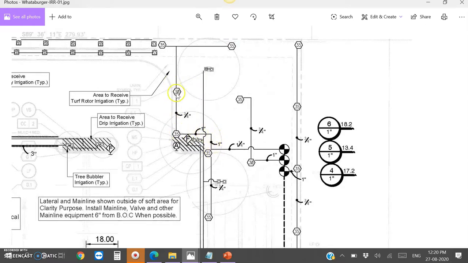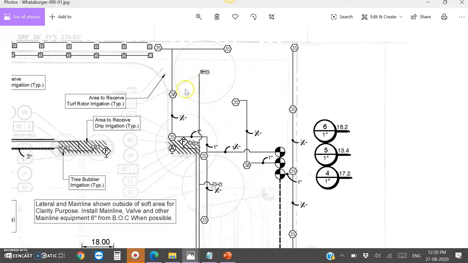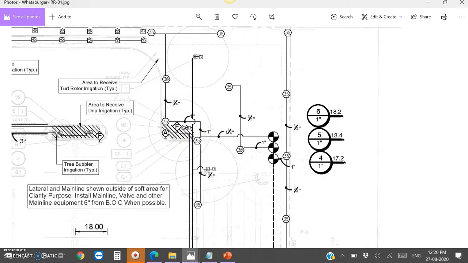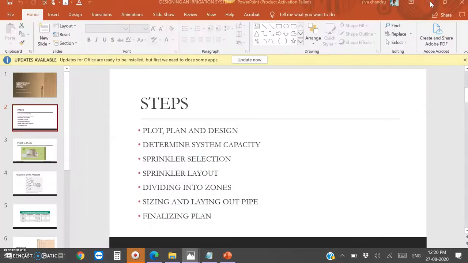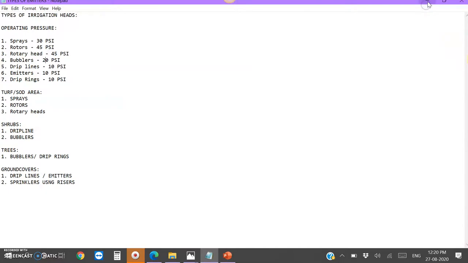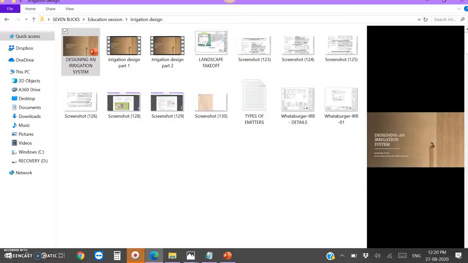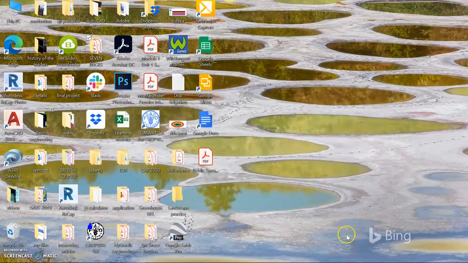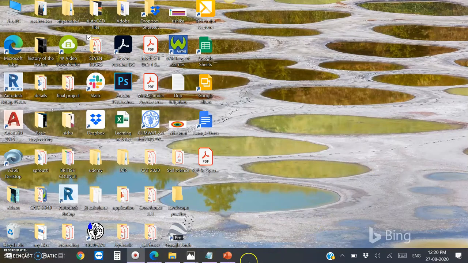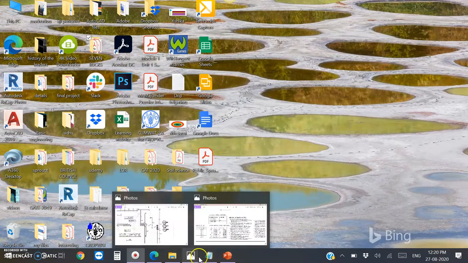After covering this, we need to pass to three zones, so we automatically reduce the size according to the flow needed for these three zones, because these three rotors require less than 10 GPM. So we are reducing the pipeline. This is how we need to lay out the pipes, and we need to keep that in mind as well.